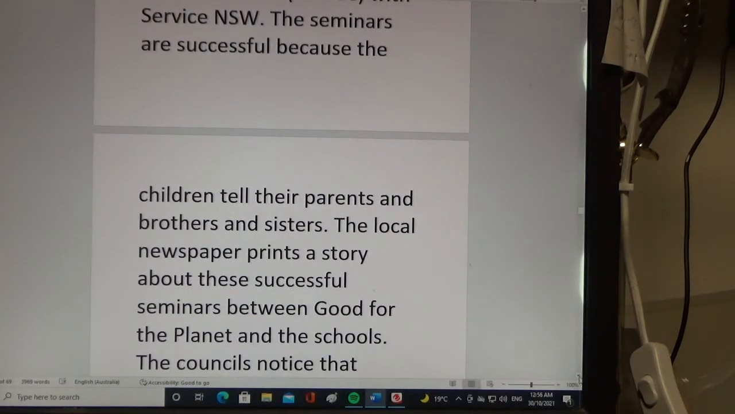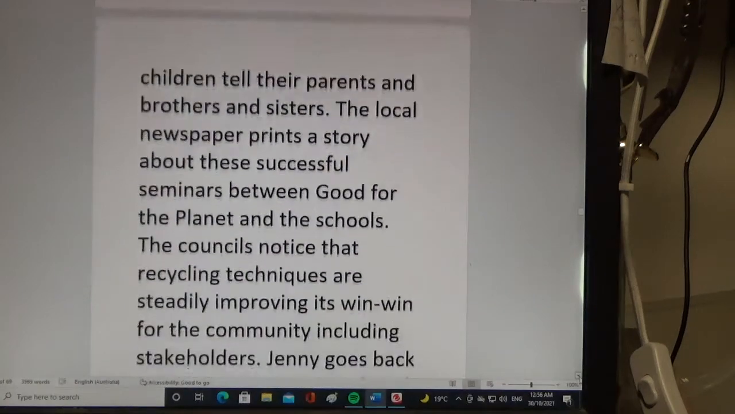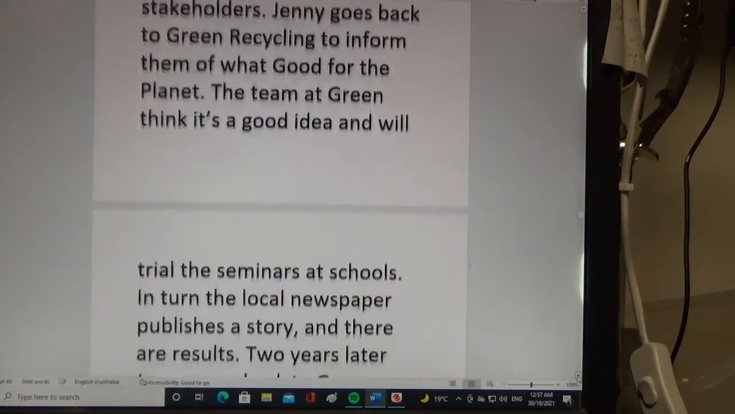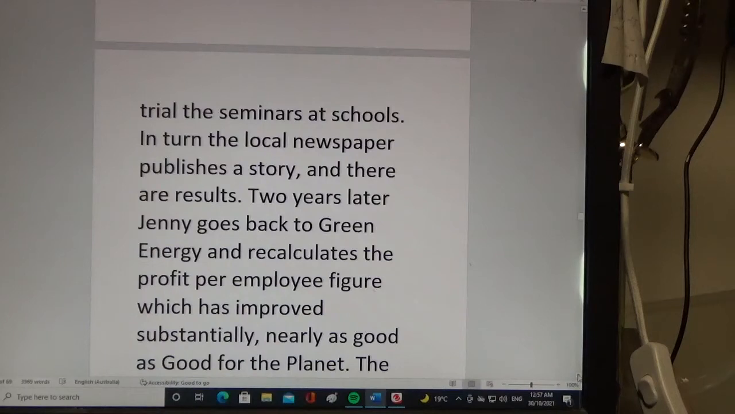The local newspaper printed a story about these successful seminars at the school between Good for the Planet and the schools. The council notices that recycling techniques are steadily improving. It's win-win for the community, including stakeholders. Jenny goes back to Green Recycling to inform them of what Good for the Planet has done. The team at Green think it's a good idea and will trial the seminars at schools and get in contact with the local school principals.